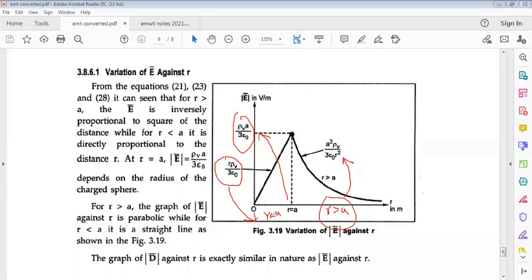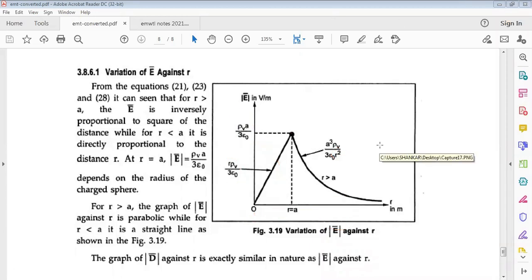When r is less than a, r is in the numerator, so when we increase this function from 0 up to a, it is a linear function. At r is equal to a, it is rho v into a by 3 epsilon naught. And now coming to r greater than a, where r is in the denominator, when r increases, definitely that curve decreases. These are the characteristics we got after the Gaussian surface is taken outside, inside, and on the sphere.